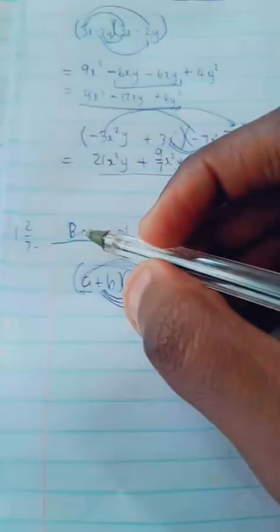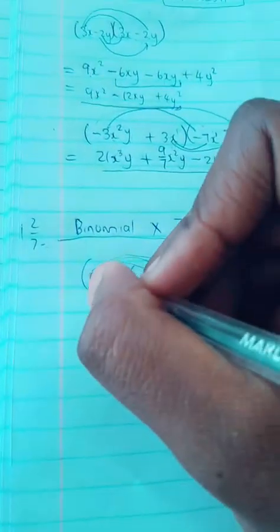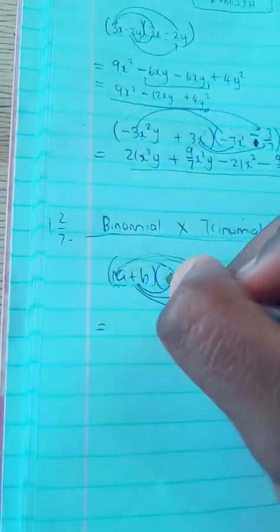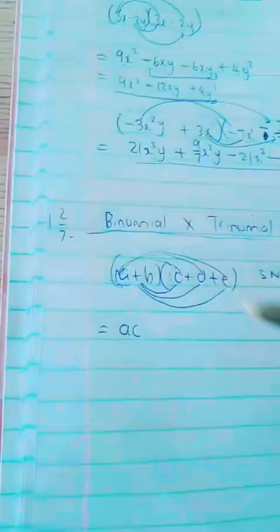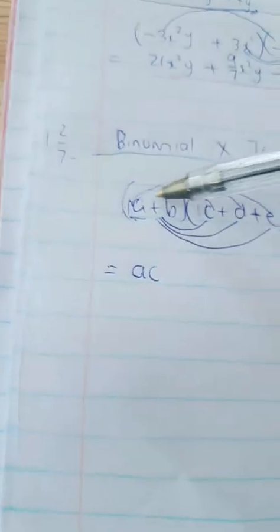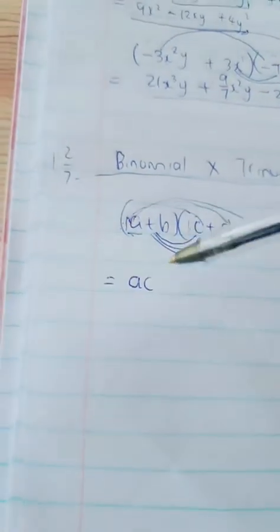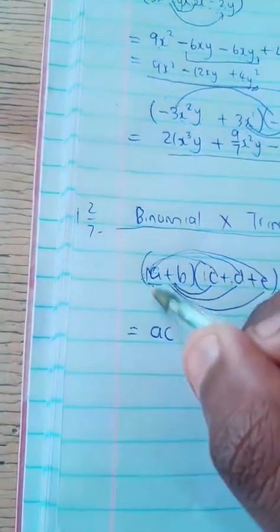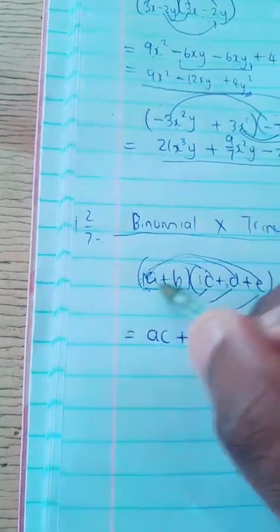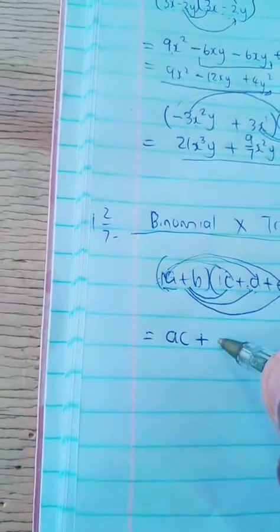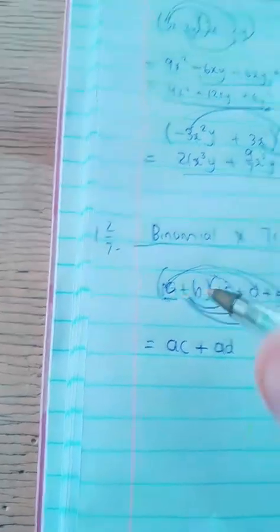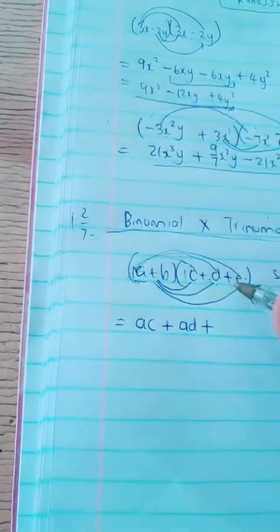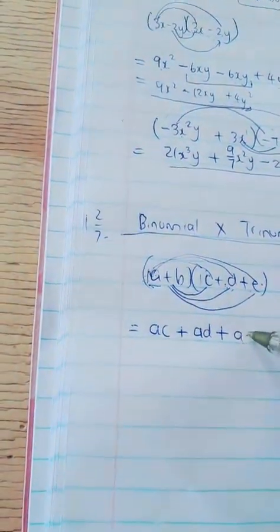So A times C will give us positive times a positive is positive. 1 times 1 gives us 1. And then we get AC. We combine A and C. A times C is AC. A times D, A times positive D. Positive times a positive gives us a positive. 1 times 1 gives us 1. And then A times D gives us AD. A times E. Positive times a positive gives us a positive. 1 times 1 gives us 1. A times E gives us AE.